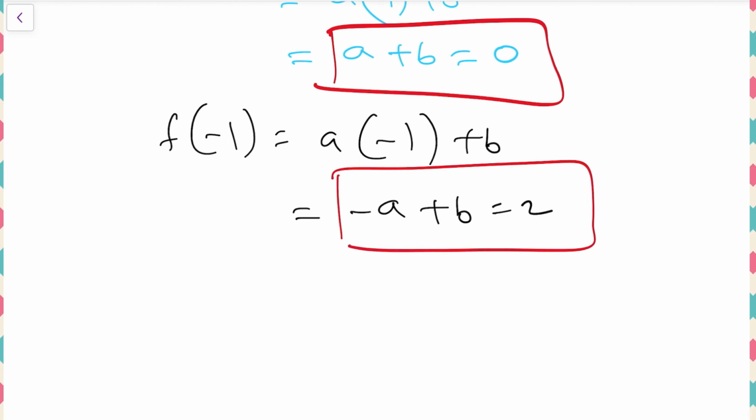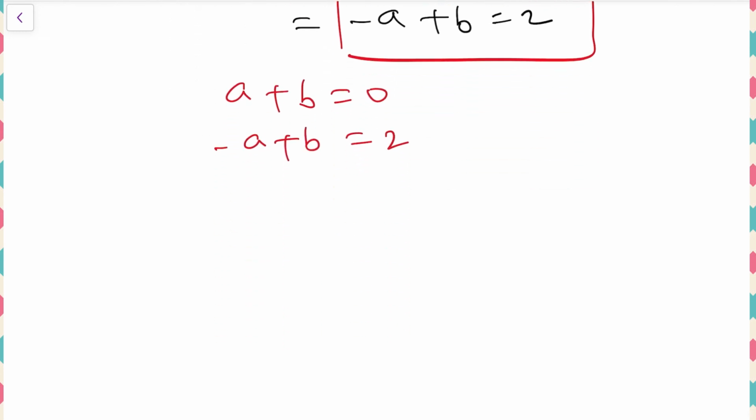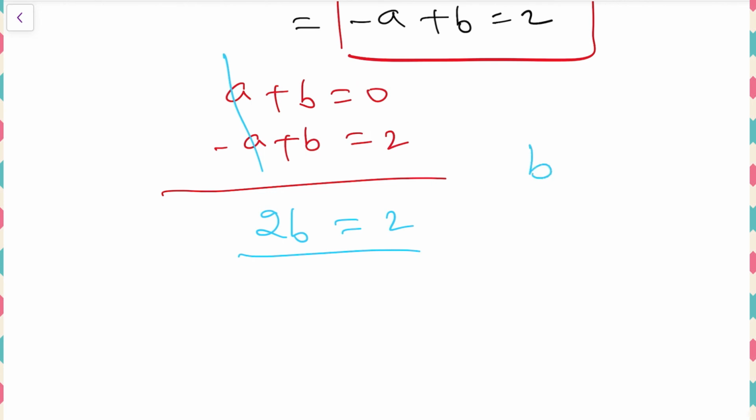Let us check these two equations once. a plus b is equal to 0 and minus a plus b is equal to 2. I am going to add these two equations, so that minus a plus a will get cancelled, and b plus b is 2b, which is equal to 2. Then b equals 1.